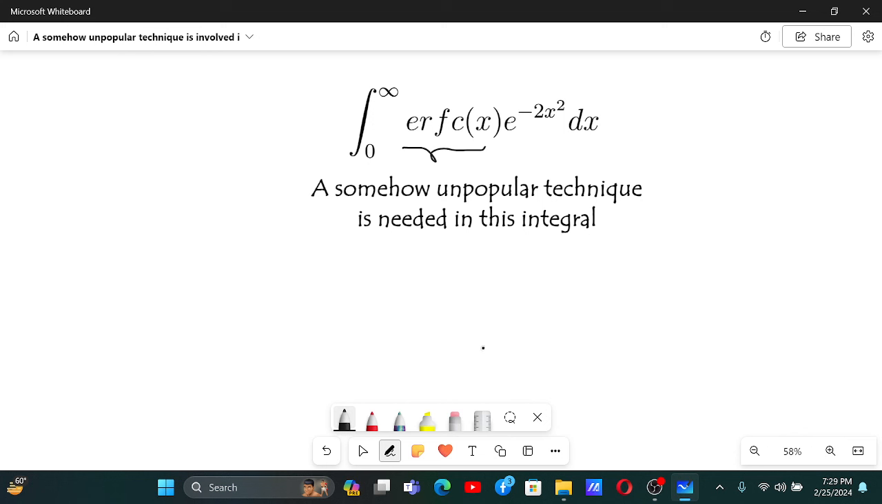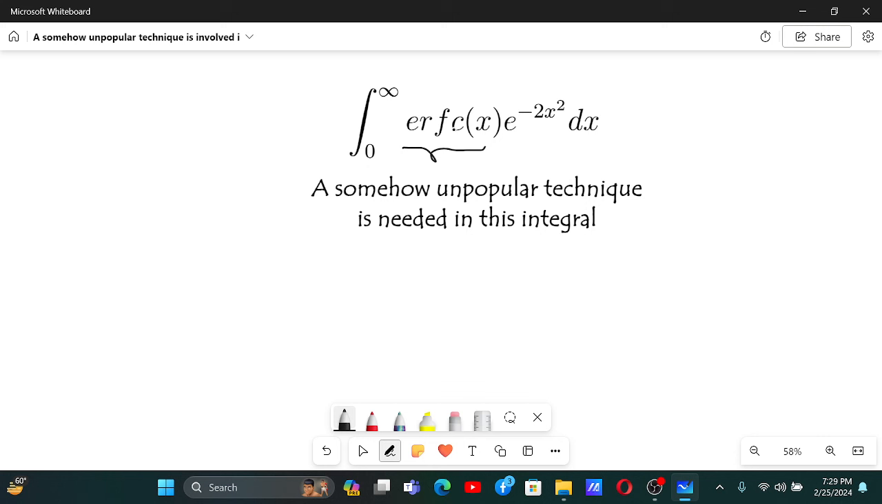A somehow unpopular technique is needed in this integral. So we have this integral, and the technique is trying to create a double integral and then interchange the integrals and then solve it. So let's see how we use that in this problem.